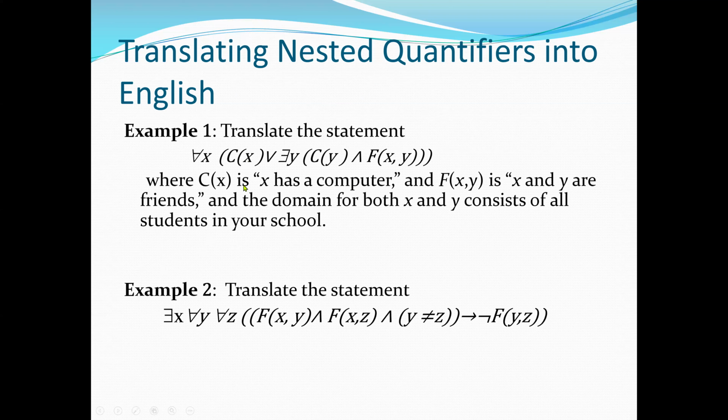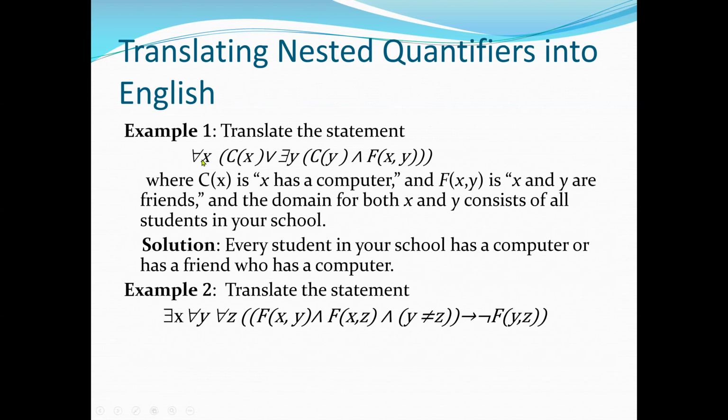So if that's the case, we can say C(x) is x has a computer, and here we say some y, because again y can be a student, and x and y are friends here. So here we can say that, again, x is a student too. So we can say every student in your school has a computer or has a friend who has a computer.